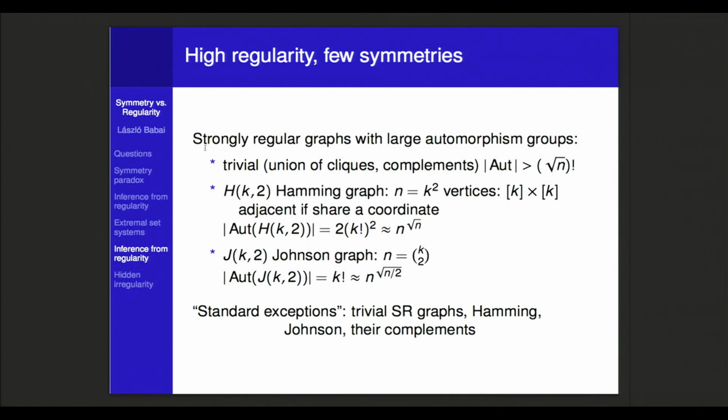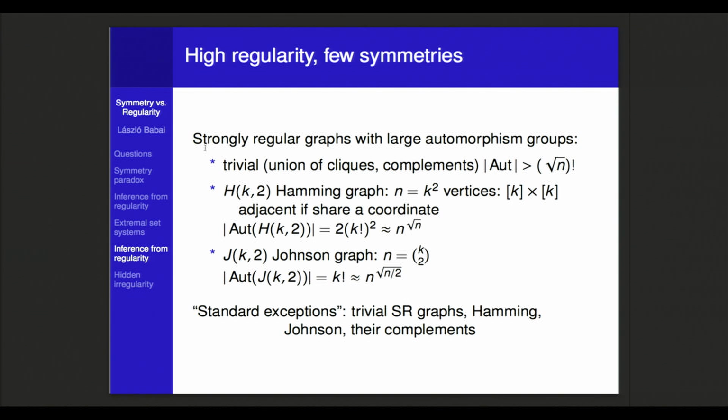Okay? Now the Hamming graph which has this parameter 2, so this means I'm looking at words of length 2, just 2 letters in the alphabet. So it has k squared vertices. You can think of it as the k by k chessboard, and 2 vertices are adjacent if they are on one line for the rook. So this is the graph of the rook on the chessboard. Okay, so that graph clearly has twice k factorial squared automorphisms. We can permute the rows, we can permute the columns, and we can swap the rows against the columns. So this is essentially n to the square root of n. N is the number of vertices.